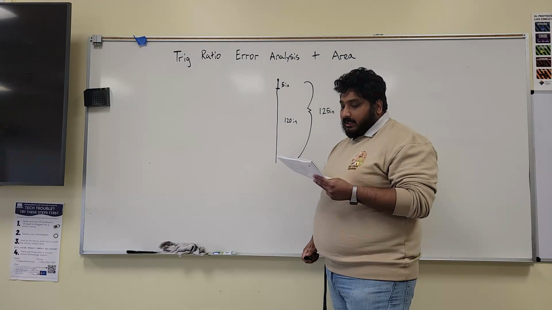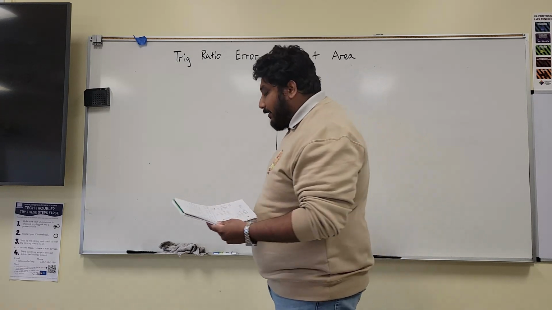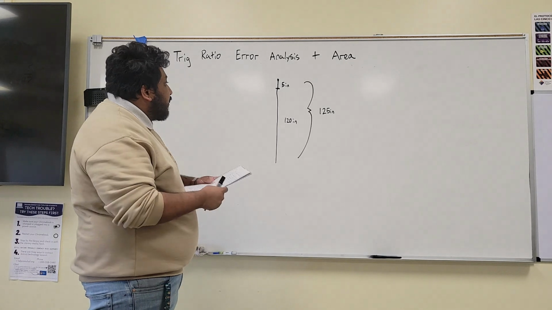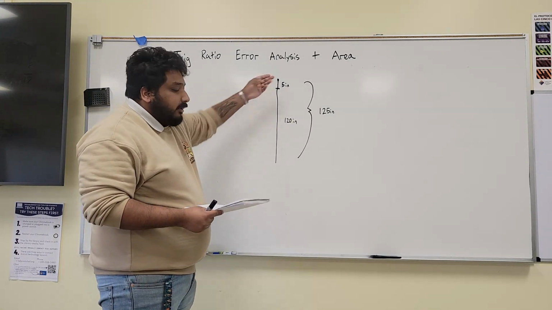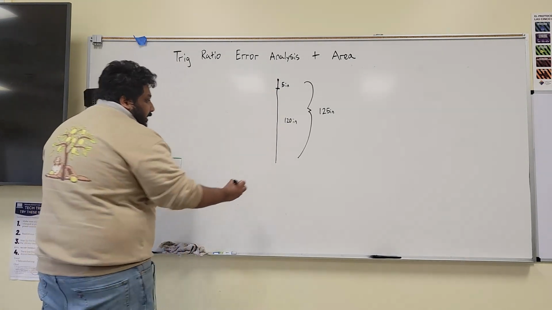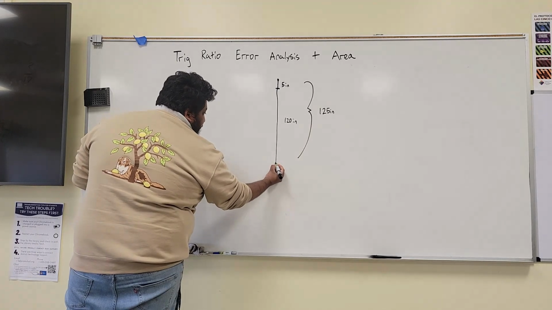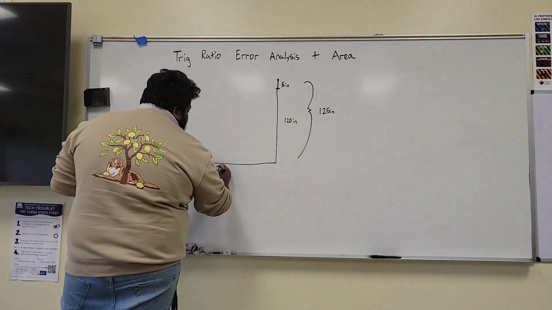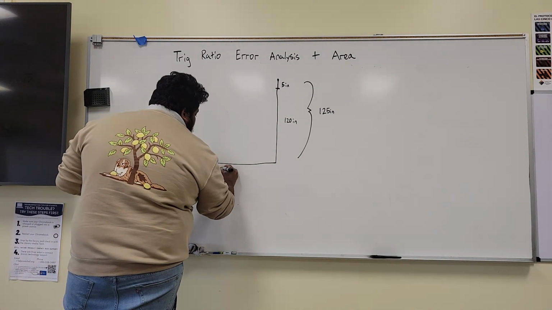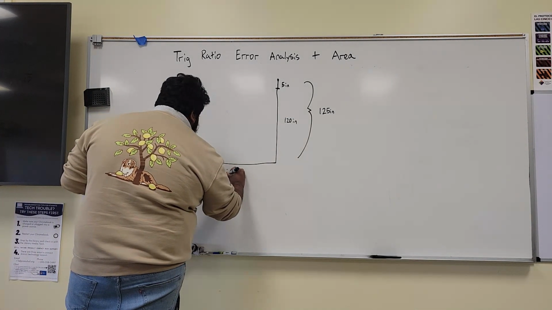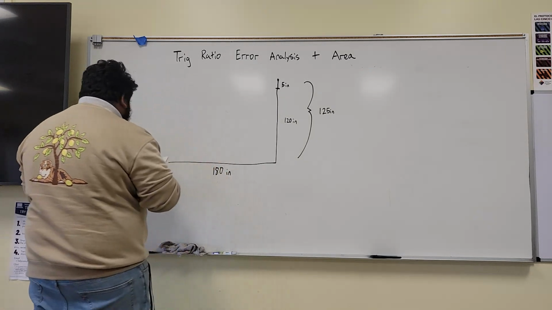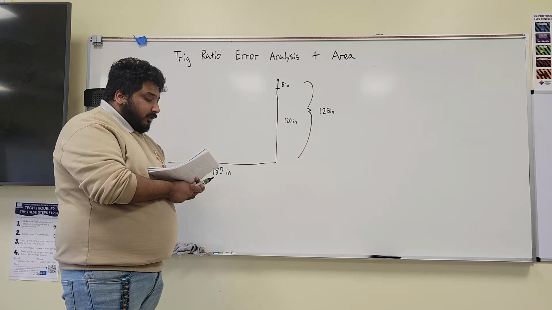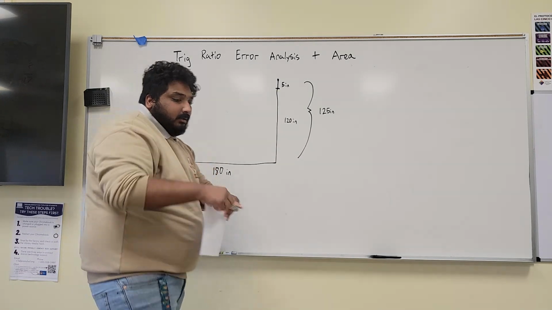And the next thing is, I'm 180 inches away from the center of the hoop. So we'll assume that this point is also at the center of the hoop, and I'm 180 inches away. We'll call this 180. So we're going to measure the angle that I have to throw the basketball at to make it in.